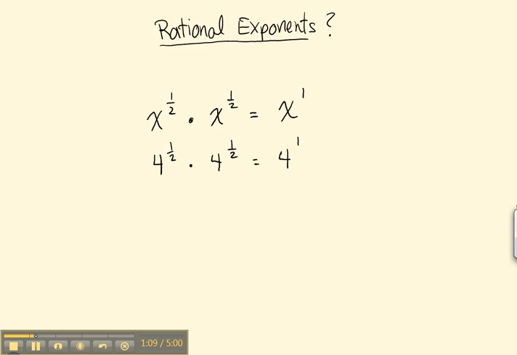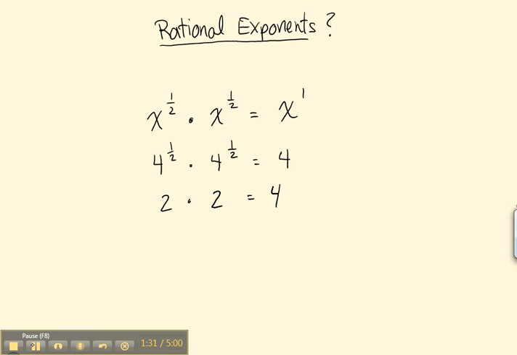Okay, so for example, we could use 4. So 4 to the power of a half times 4 to the power of a half is just 4, essentially. So in other words, we have two identical numbers multiplying together to get 4. What are those two numbers going to be? Well, obviously, 4 to the power of a half and 4 to the power of a half have to be 2 each, because we know that 2 times 2 is 4.